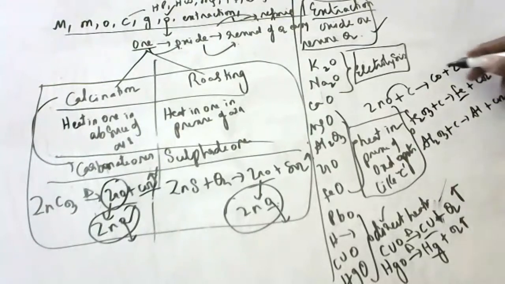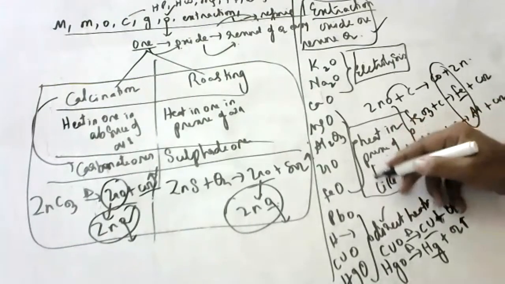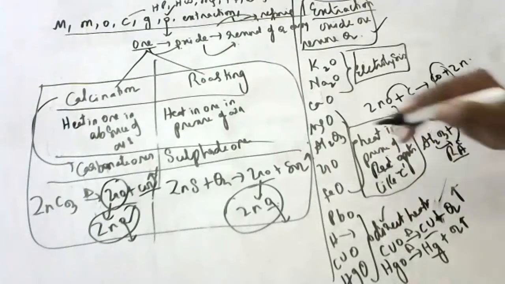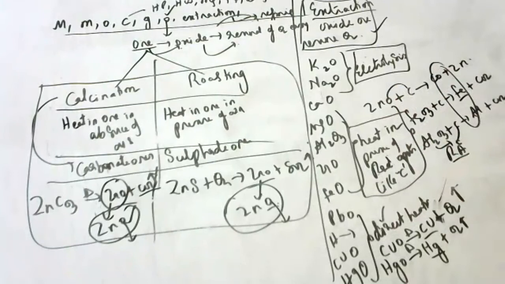If you want metal, put some reducing agents. What are reducing agents? Which will reduce the other metals. Take some reducing agents like coke, heat in presence of reducing agent. This will reduce the other metal. What is reduce? Reduce means it will remove the oxygen. Okay, and upper metals go for electrolysis.